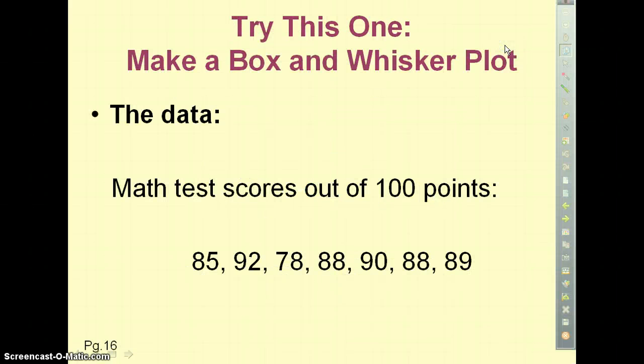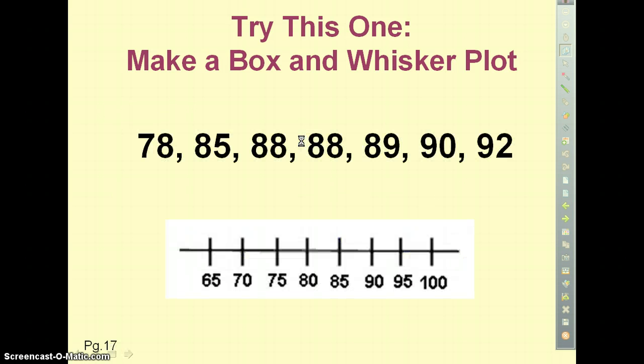All right, let's try this one. Here's another example. Here's another set of data. What was the first step to make a box and whisker plot? Yeah, let's put them all in order, from lowest to highest. Now what are we going to do? What was the next step? Yep, find your median.